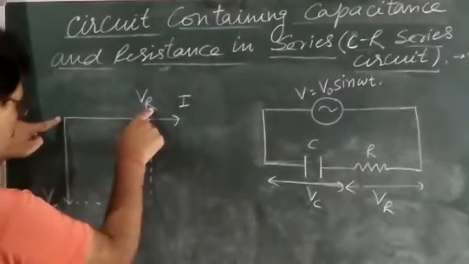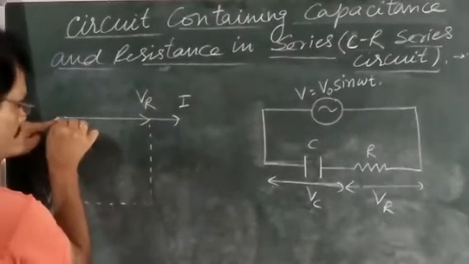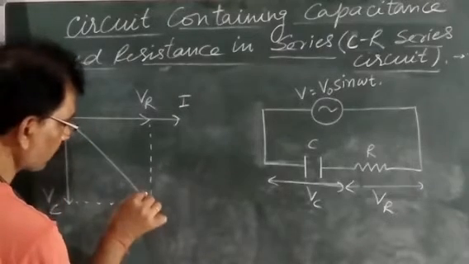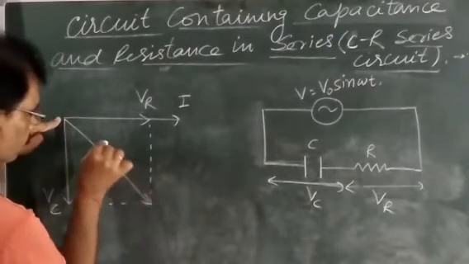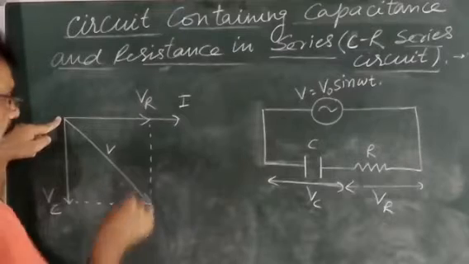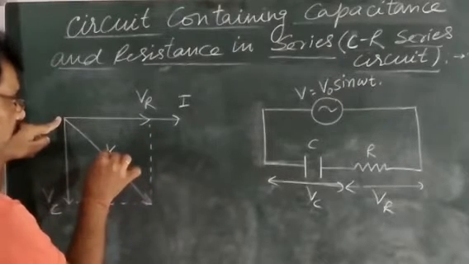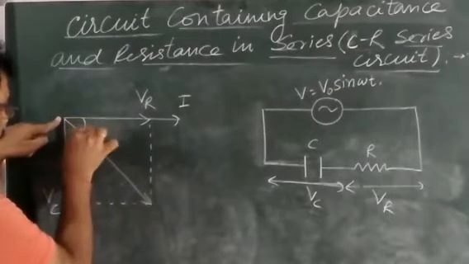The resultant of VR and VC, we take their vector sum. This one is equal to the applied voltage V. And suppose this applied voltage V makes an angle phi with I.